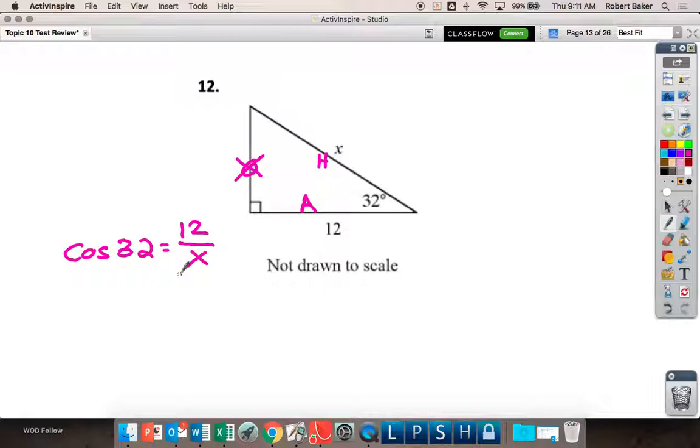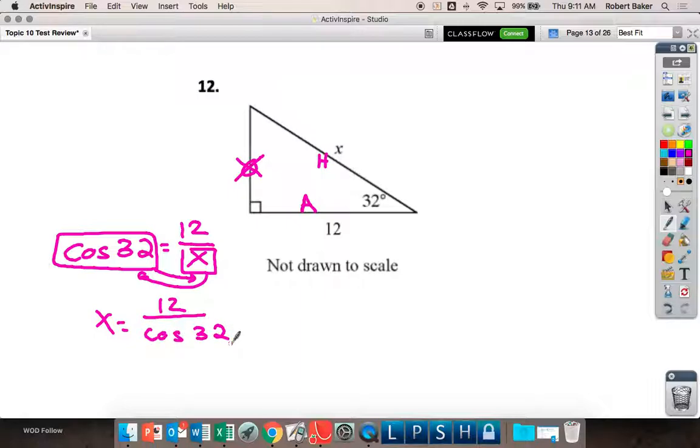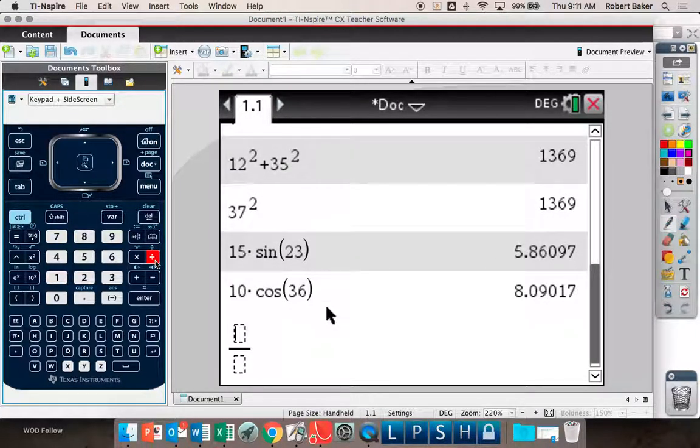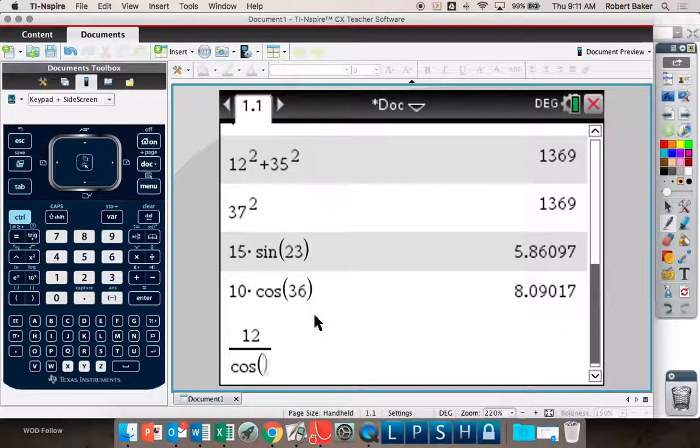What do I do when there is an x on the bottom, a variable in the denominator? Do you remember what happens? All of this and all of this switch places. You get x equals 12 over the cosine of 32. Now, typing this in can be weird. I like to do control divided by, so it gives me a top box and a bottom box. I know that 12 goes on top, and the cosine of 32 goes on the bottom.